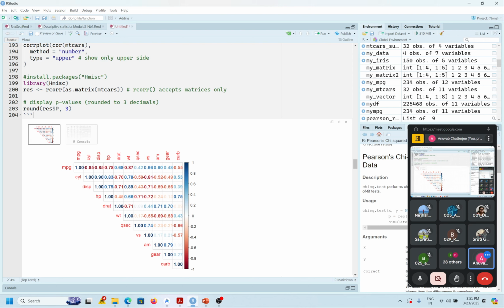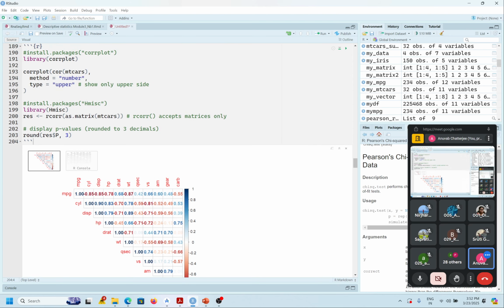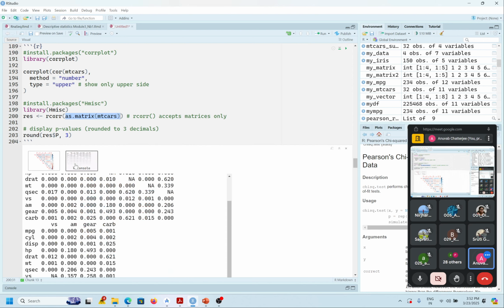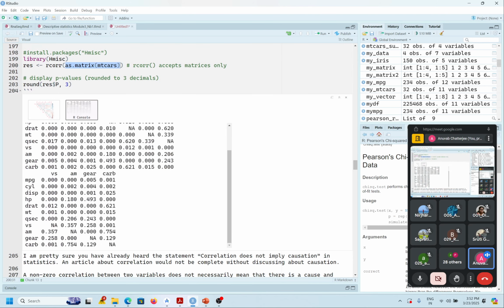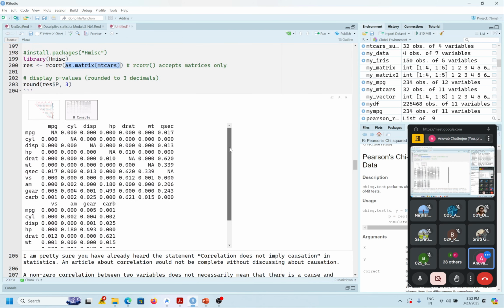So what we only care about here in correlation coefficients are two things: whether there is a correlation, and the p-value, right? The p-value is also not present in this graph. So to figure out the p-value, you have to run this function rcorr, which takes matrix inputs. So we convert mtcars as a matrix and just run it, and you see a huge amount of p-values here for all the different things.